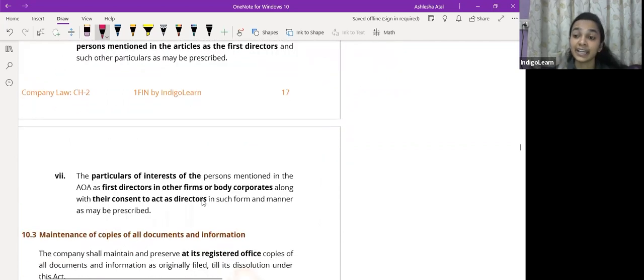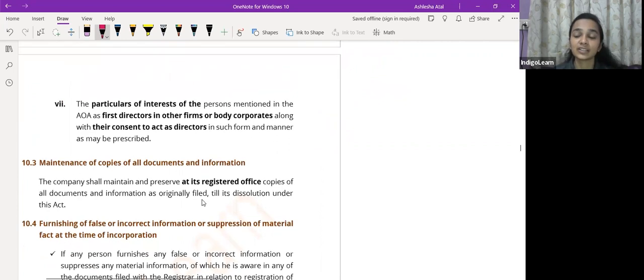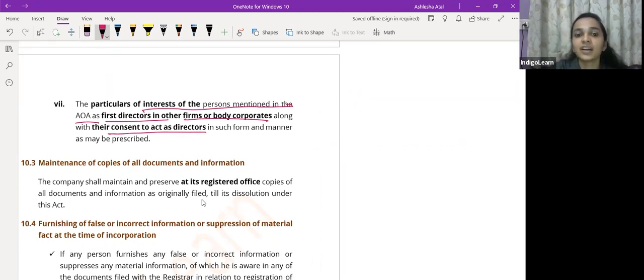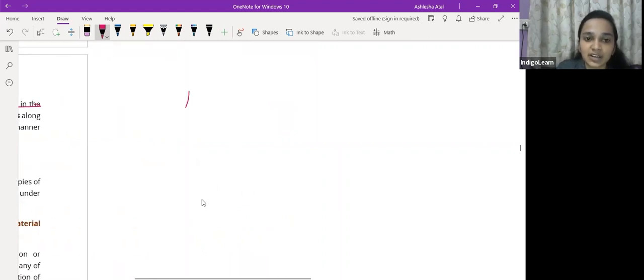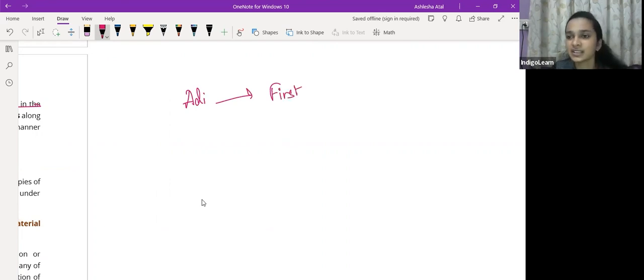Then apart from it, एक बहुत important information जो state की जाती है incorporation documents में, वो ये है the particulars of interests of the persons mentioned in articles of association as first directors in other firms or body corporates, along with their consent to act as directors in such form and manner as prescribed. मतलब क्या? ये say for example, there's a person, Mr. Adi. मिस्टर आदि को आप अपनी कंपनी में फर्स्ट डायरेक्टर बना रहे हो. फर्स्ट डायरेक्टर इज बेसिकली जो पहला डायरेक्टर बन रहा है आपकी कंपनी में. ठीक है. आदि इज बीइंग अपॉइंटेड एज अ डायरेक्टर इन योर कंपनी.